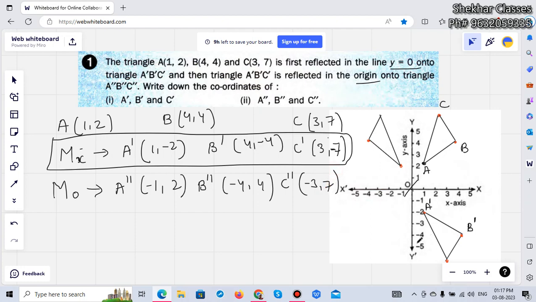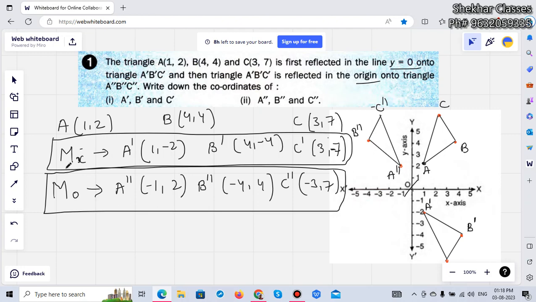Okay, so where is that? You can see that, match it. A double dash is -1 comma 2. Then B double dash, where is B double dash? B double dash is -4 comma 4. This is -4 and this is 4. And then C double dash is -3 comma 7. So when it is reflected, you can get the coordinates of those here.